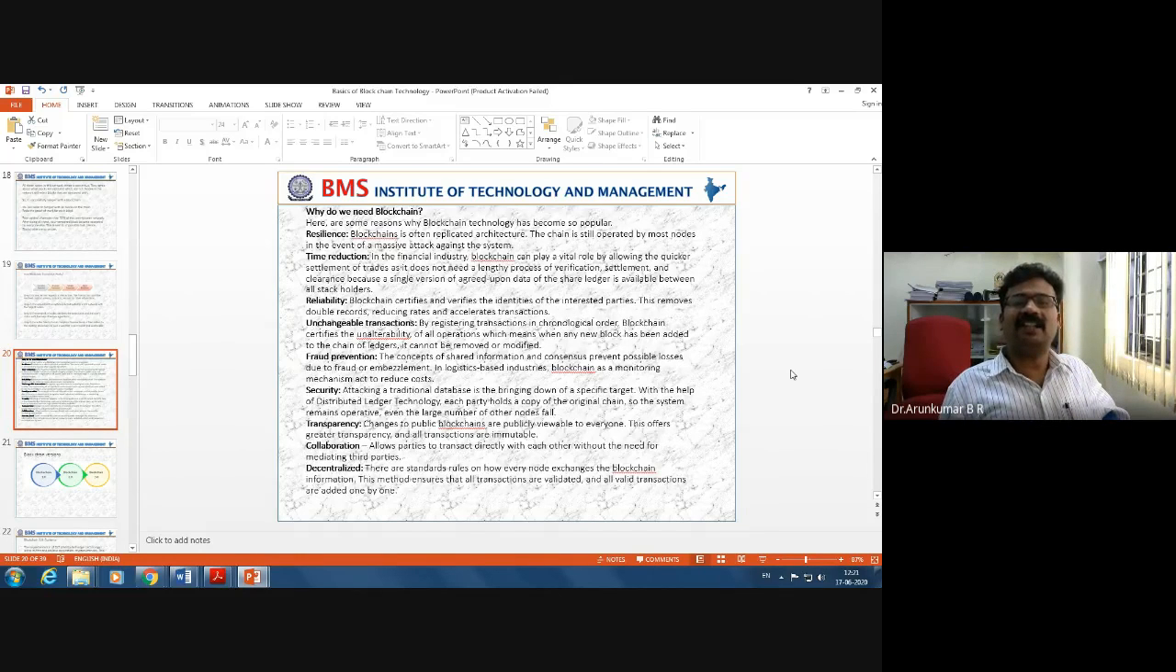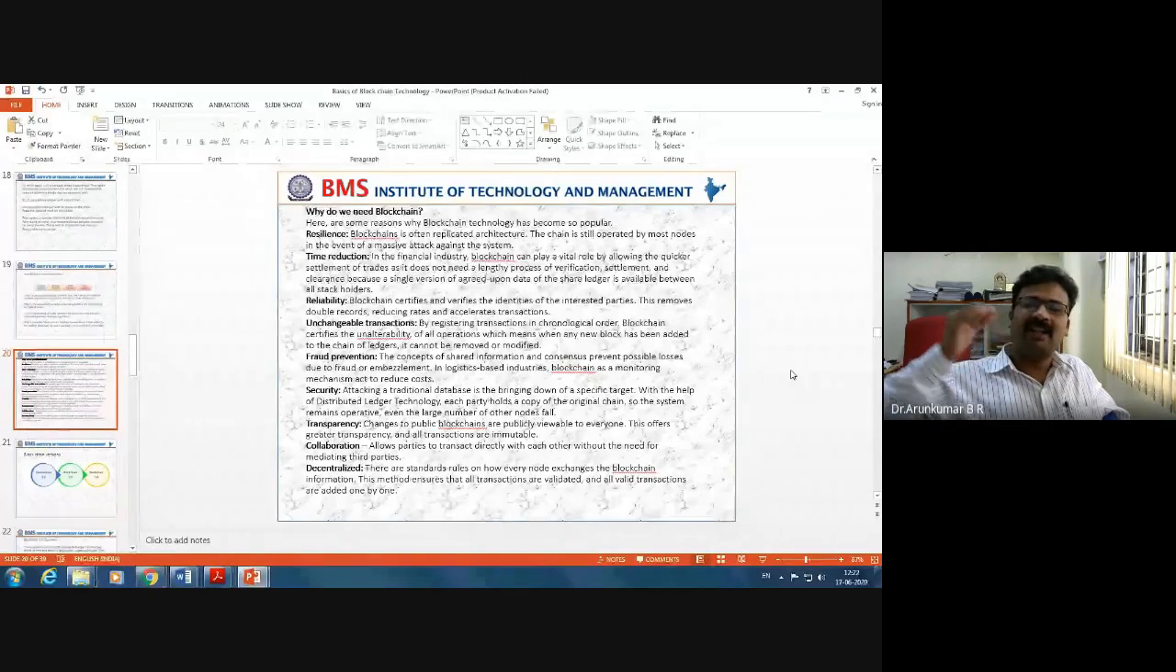Reliability: blockchain certifies and verifies the identities of the interested parties. This removes double records, reducing rates and accelerating transactions. Unchangeable transactions: by registering transactions in chronological order, blockchain certifies that unalterability exists. If any change happens in a block, a new block is added, and a new hash will be created. Therefore, transactions cannot be changed. A new transaction can happen and certifies unalterability of all operations, which means when a new block has been added to the chain of ledgers, it cannot be removed or modified. That is the nature of the blockchain.